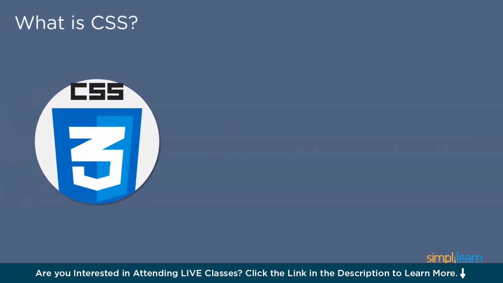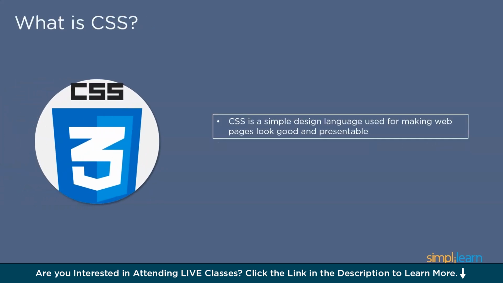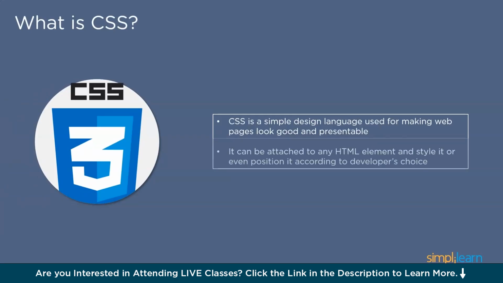So what exactly is CSS then? Now CSS is a simple design language used for making web pages look more beautiful and presentable. It can be attached to any HTML element to style it or even position it according to the developer's choice.